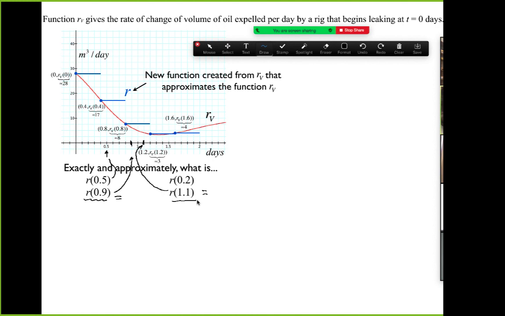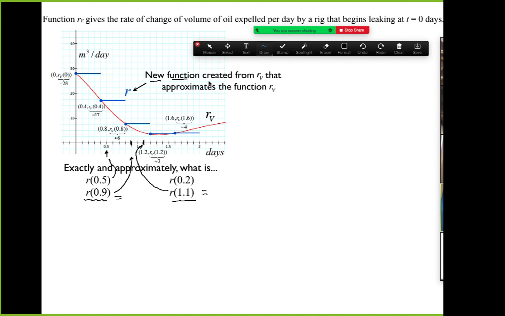So what do we think? Who wants to try that? Elizabeth, can you do either one of those? I can try. I'm not really sure. So R is how much oil is being expelled if it's not RV, or is that the rate of the blue one? R is the new function. It's this blue one. Oh, okay.